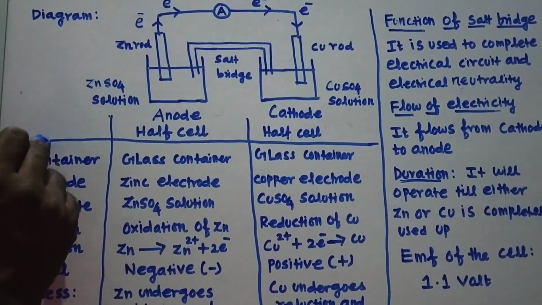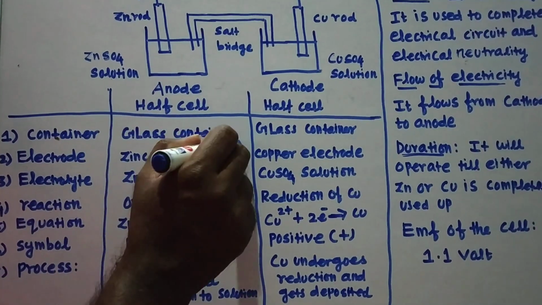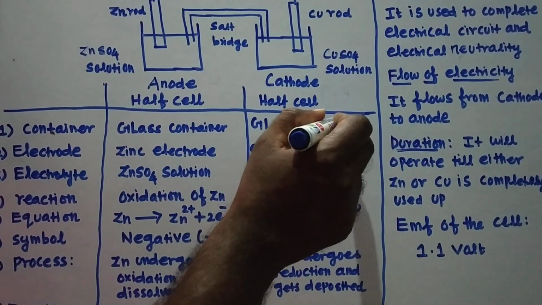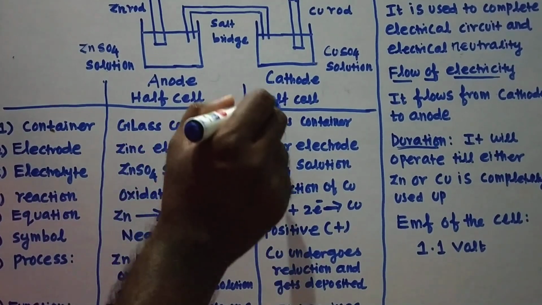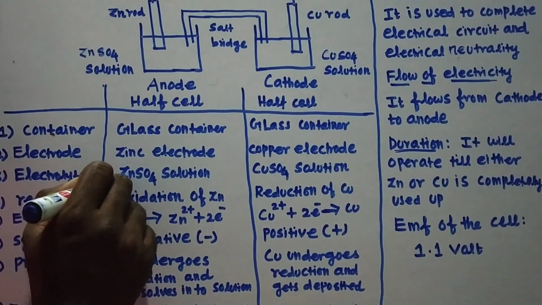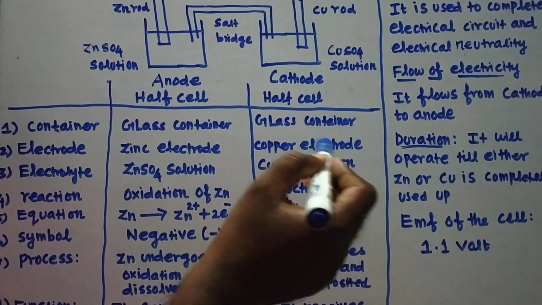First, the container. In the anode half cell, the container is a glass container. In the cathode half cell, the container is a glass container. Electrode: here zinc acts as the electrode. Here copper acts as the electrode. Then electrolyte: here zinc sulfate solution is the electrolyte. Here copper sulfate solution is the electrolyte.